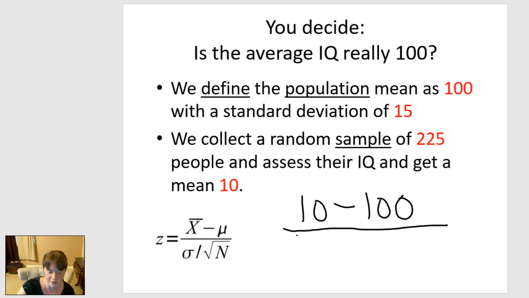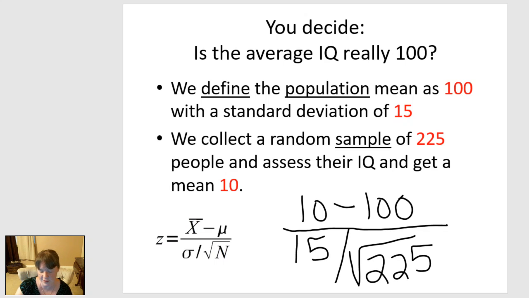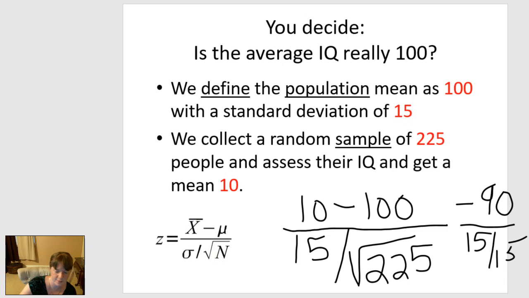And then I get sigma, which is 15, divided by the square root of 225, because that's what I know my infinite number of averages are going to have: 225 people. Well, the square root of 225 is 15. So 10 minus 100 is negative 90, over 15 over 15. 15 over 15 is 1. So I end up with negative 90 over 1. So my Z statistic is negative 90.